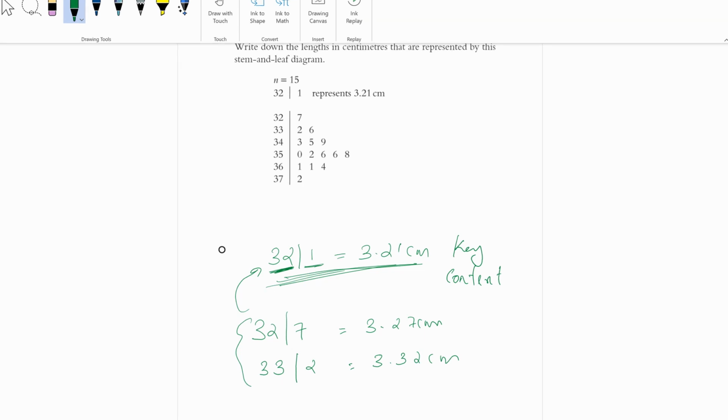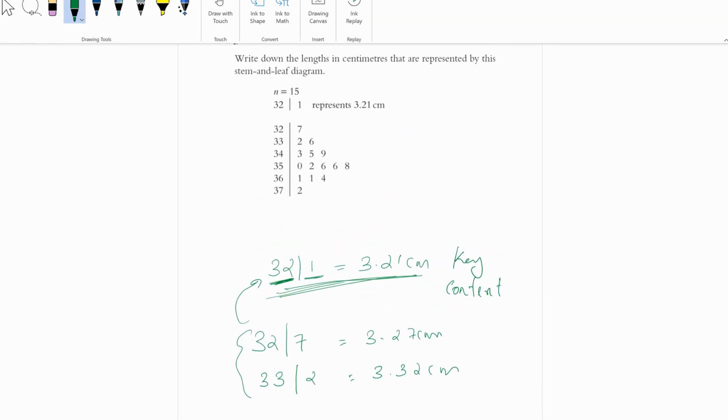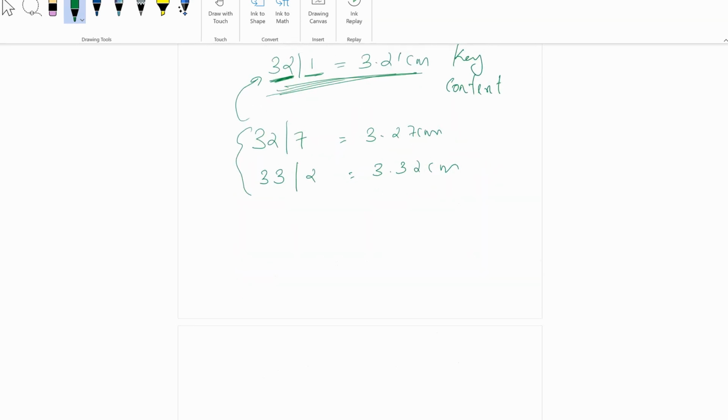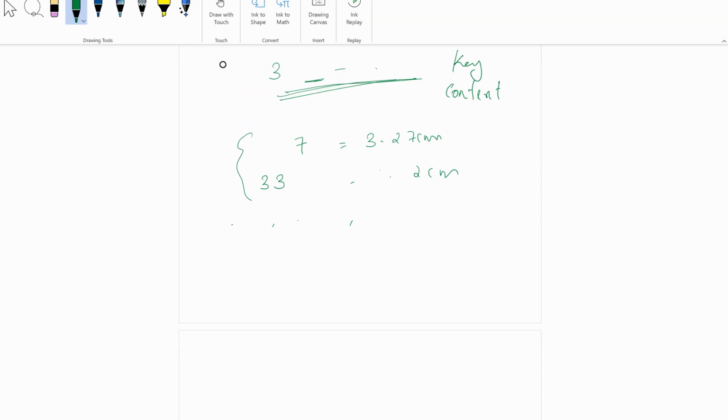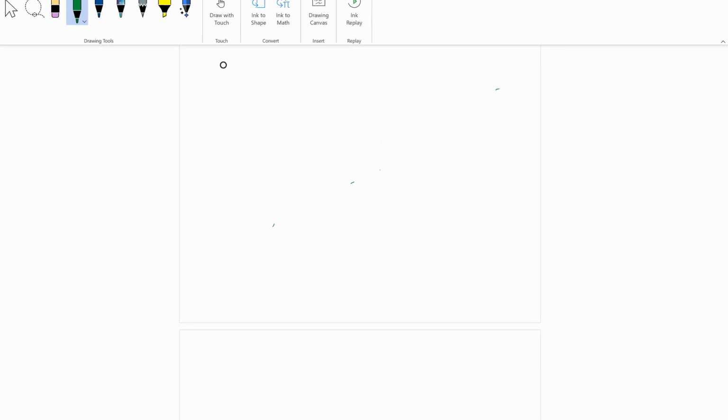So in short, the answer for this question will be 3.27 centimeter, 3.32 centimeter, 3.36 centimeter. It's better I write out the question as well, so it's easier to write the answer.